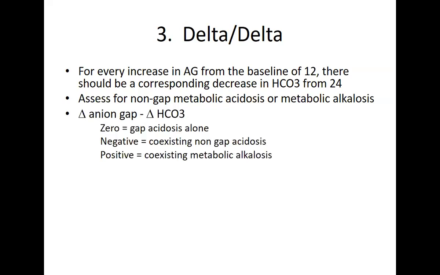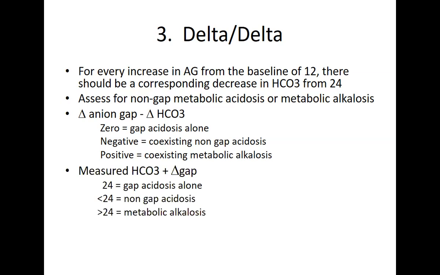So another way you can do it is do your delta-delta. This is the difference between your delta anion gap and your delta bicarb, A minus B. If it's 0, if there's no difference, then it's a simple gap acidosis. If it's negative, I always think negative acidosis because your pH is lower, negative. So if your delta-delta is negative, you have a coexisting non-gap acidosis. And if it's positive, it's a coexisting metabolic alkalosis.